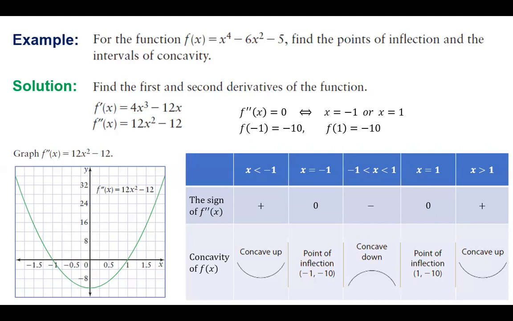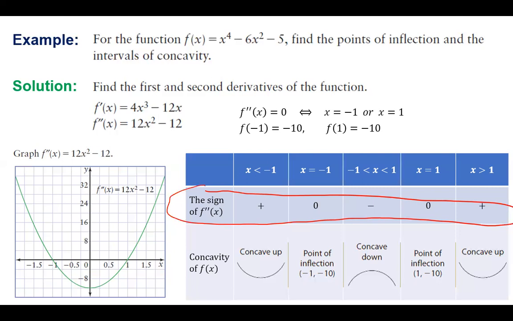When x is less than -1, you can see the sign of the second derivative is always positive, right? And when x equals -1, the second derivative is 0. Next, when x is between -1 and +1, the sign of the second derivative of f(x) is always negative. And when x equals 1, the second derivative is 0. And when x is greater than 1, the sign of the second derivative is positive. Therefore, we have the first row as shown here in this table.